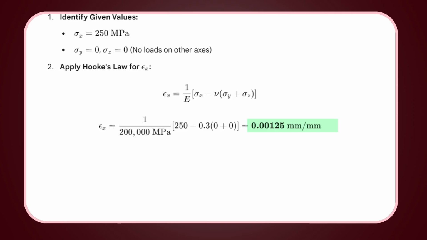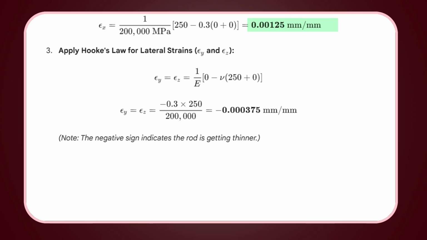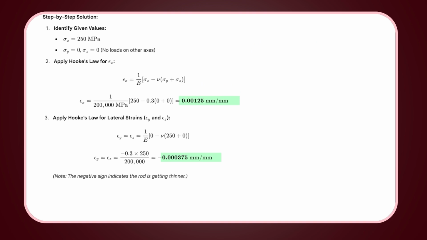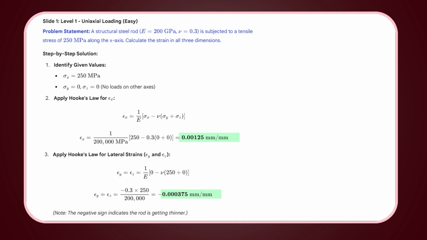Because of the Poisson effect, the rod contracts sideways. By applying the generalized formula, we find that the strain in y and z is negative 0.000375. The negative sign confirms the material is thinning as it stretches. Simple, yet essential. One load creates deformation in all 3 dimensions.